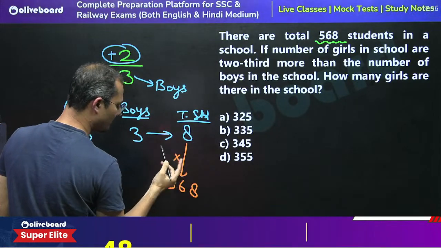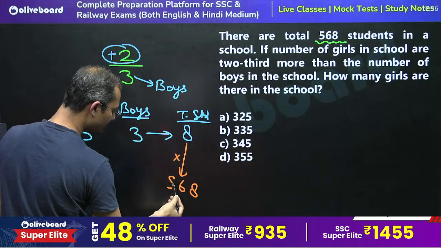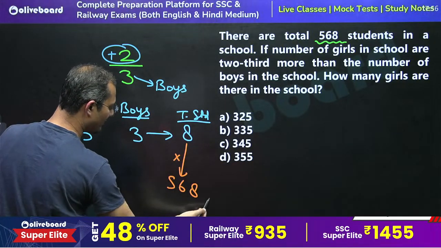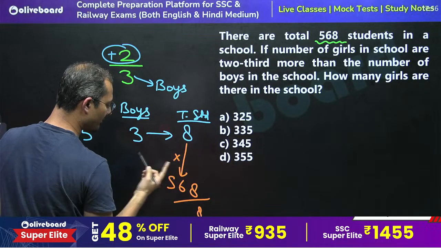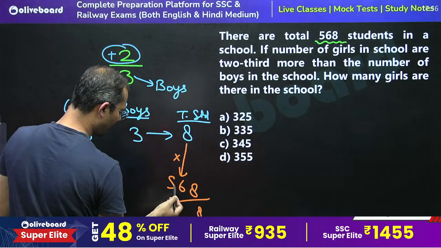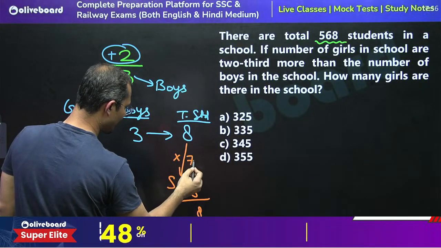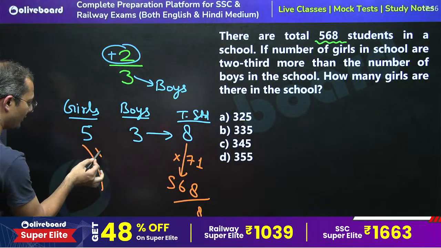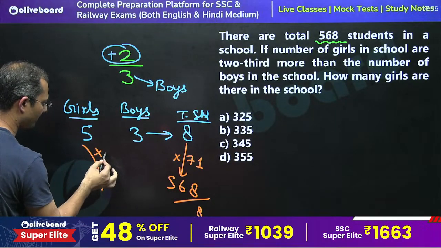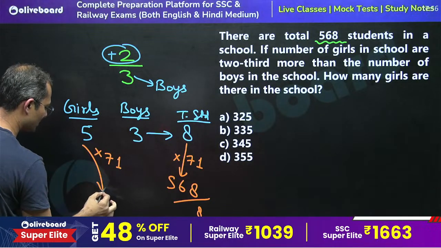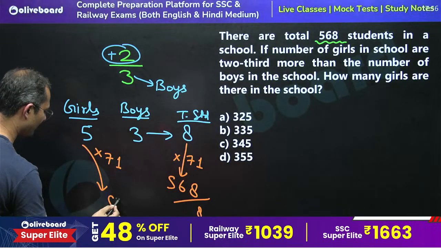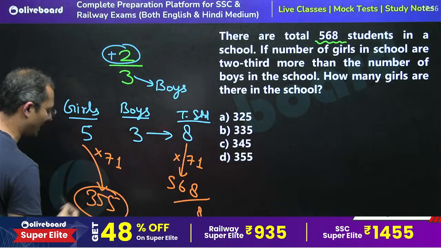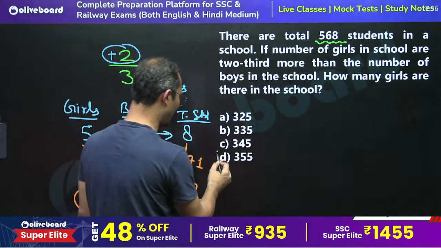So what is the value of 1 unit? 8 units is equal to 568, so just divide 568 by 8 and we will get the value of 1 unit, which is 71. So the value for girls would be 5 into 71. 5 times 1 is 5, and 5 times 7 is 35. So we can say that 355 is the right answer.